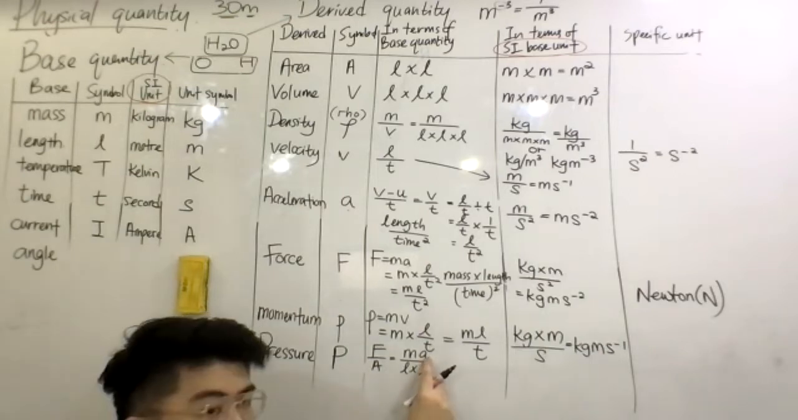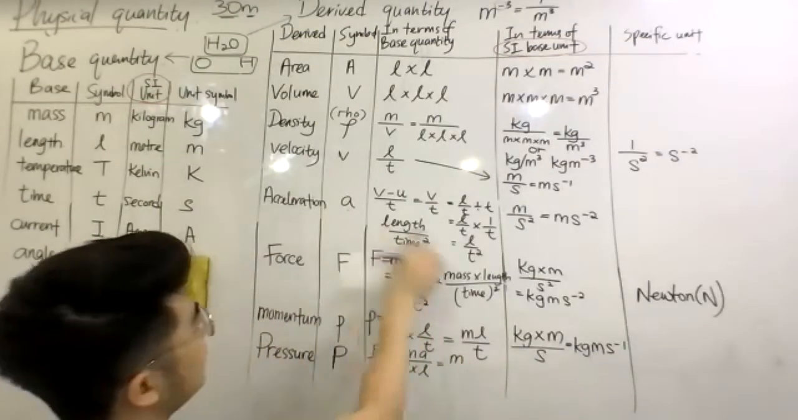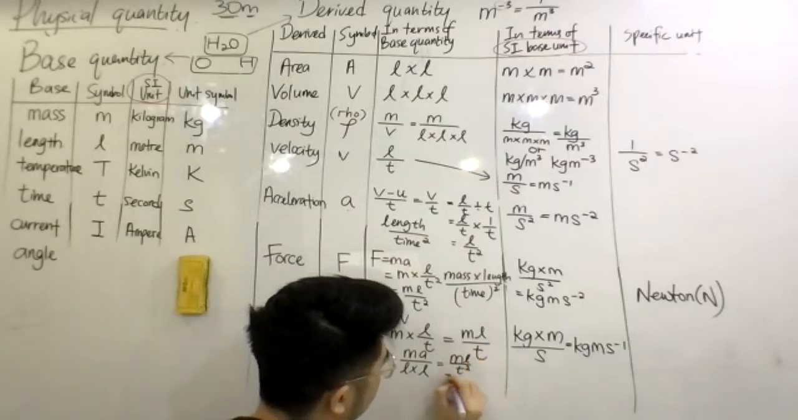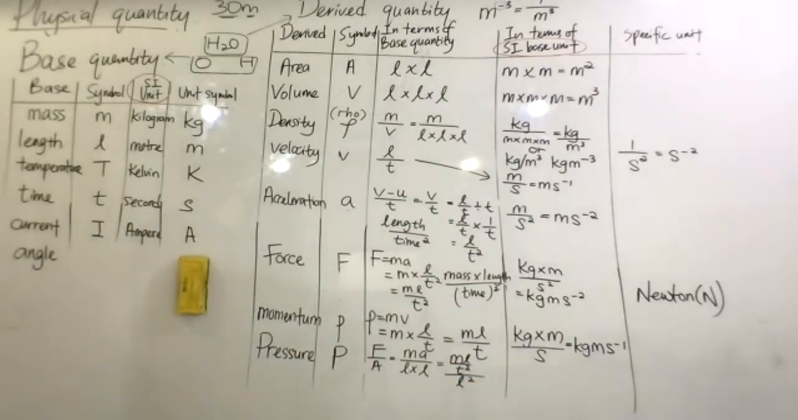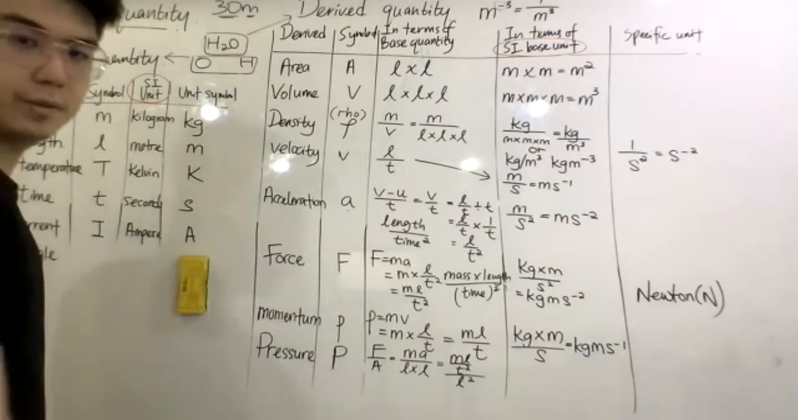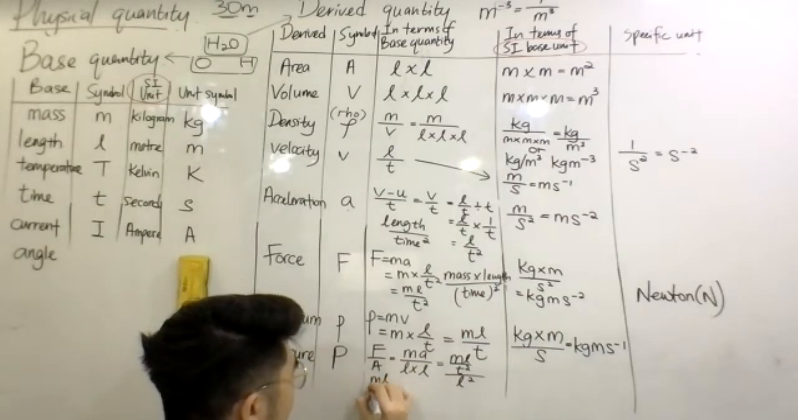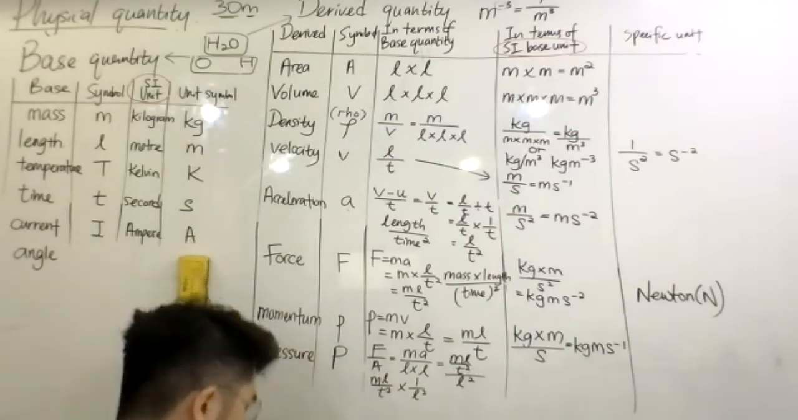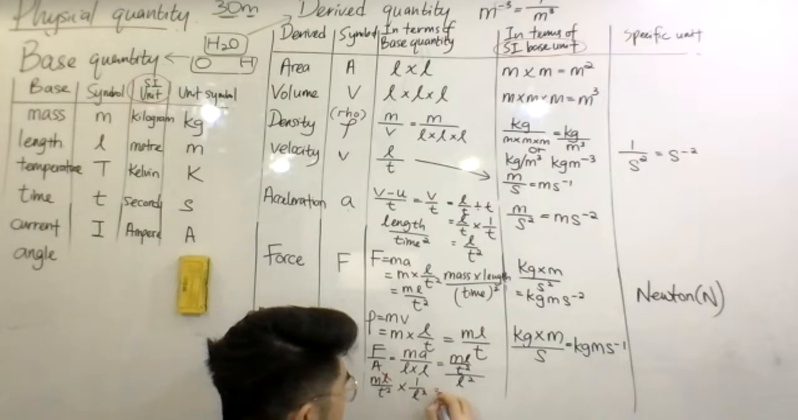Okay, the A, you have to break it. What is A? It's L over T. So ML over T squared, divided by L squared. You can see ML over T squared times 1 over L squared. This one I cut. This one equals M over LT squared.